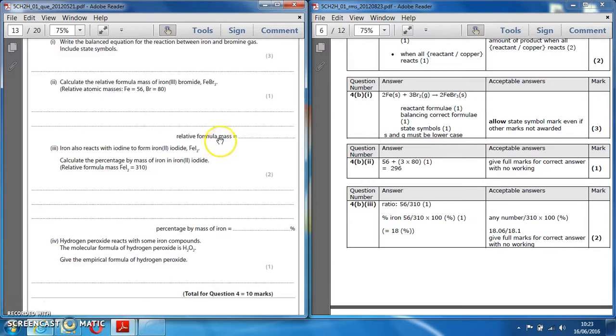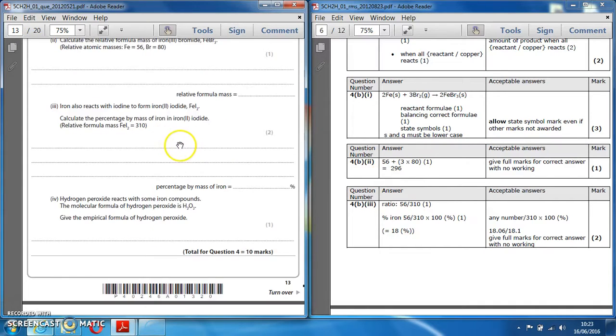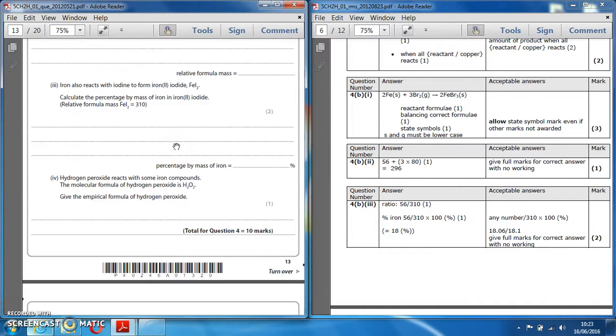For calculating the relative formula mass, they give you everything that you need right here. You've got iron, which has got a mass of 56, bromine, which has got a mass of 80. So we add in the bromine 3 times, and then you add in the iron once, add them all up, and we get 296.